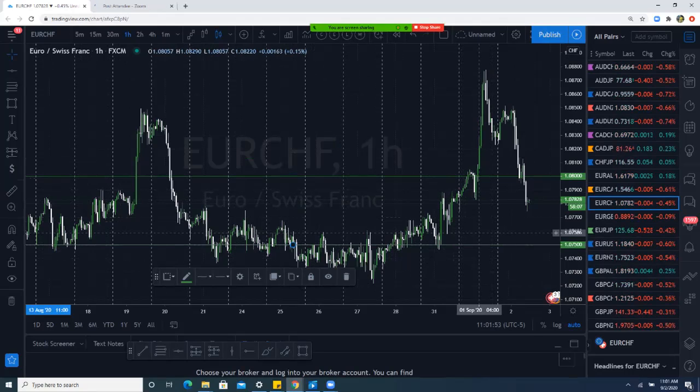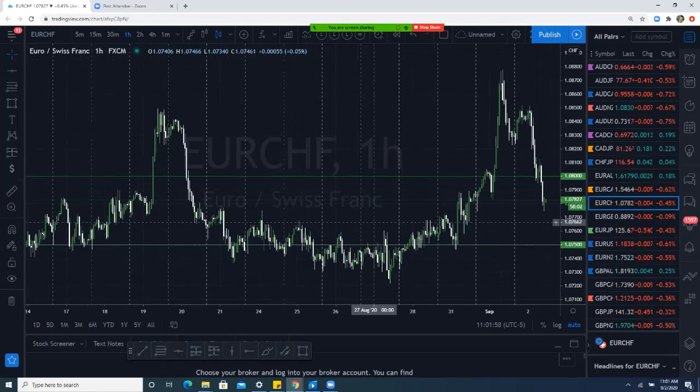So let's see if I can find another one. And the way you want to prioritize these is in this order, from the top down: quarter level, which is every 250; whole level, which is every 100; and then half level, which is every 50 pips. So a half level would be 1.0850.